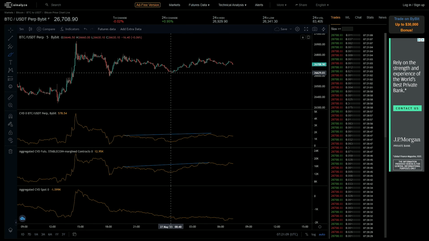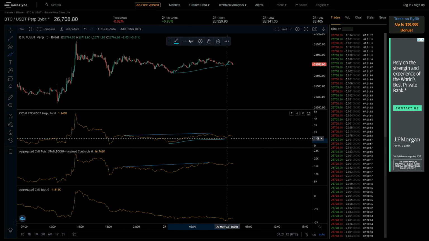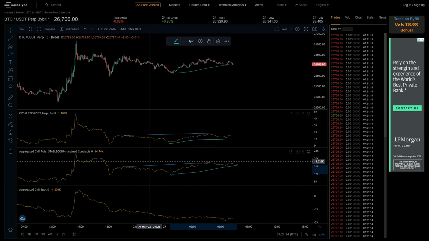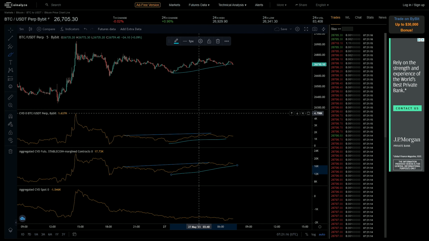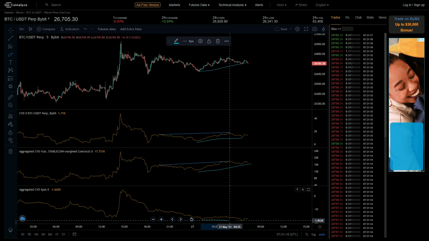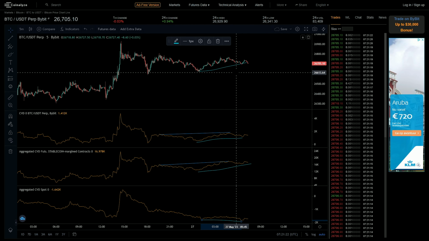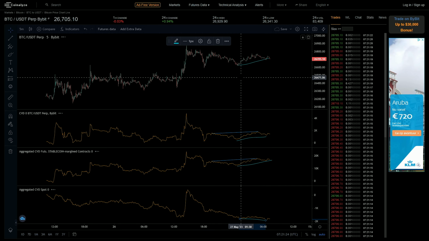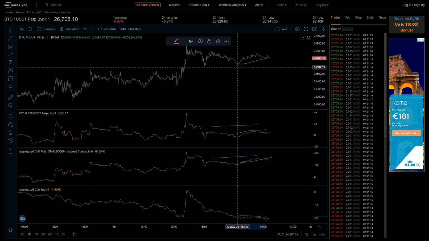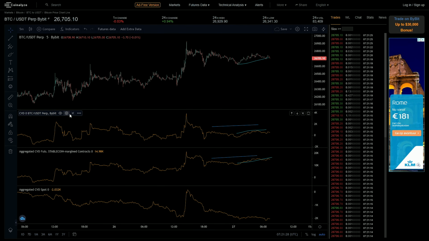Also, higher lows on the price action, higher lows on the CVD stablecoin one and the perpetual one, and spot is forming lower lows. Another sign that the perpetual futures are currently holding on to the Bitcoin price. So definitely some bearish signs in this case for the CVD indicator.